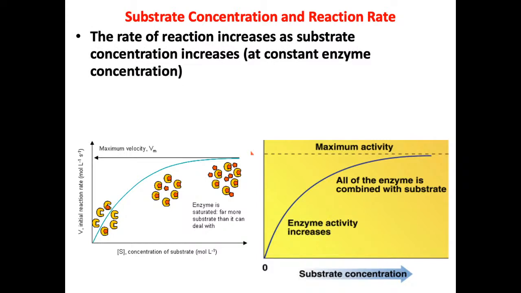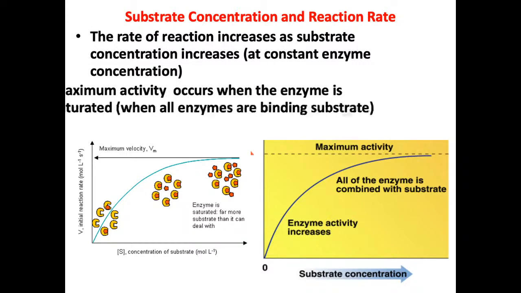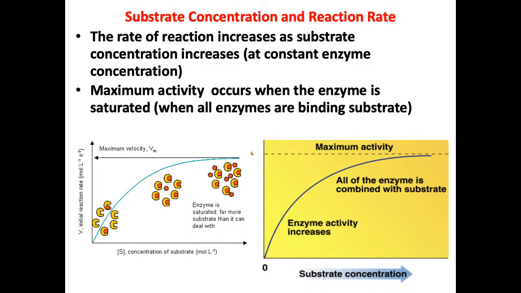So the rate of reaction increases as substrate concentration increases at constant enzyme concentrations, and the maximum activity occurs when the enzyme is saturated. So when all the enzymes are binding substrate.